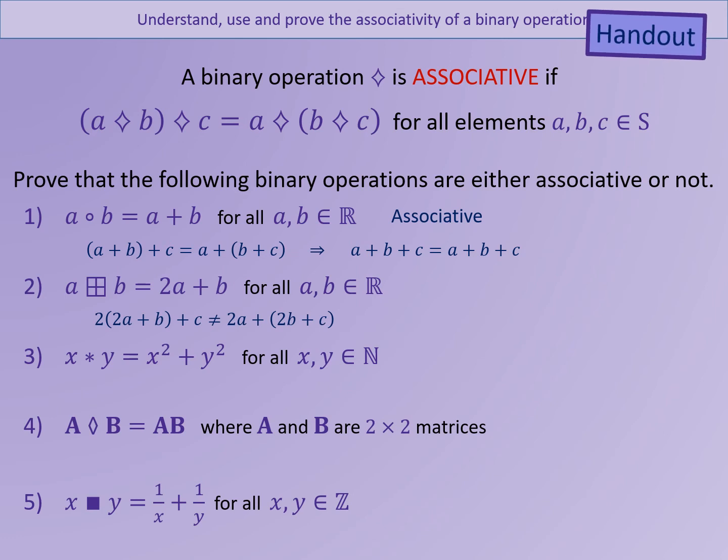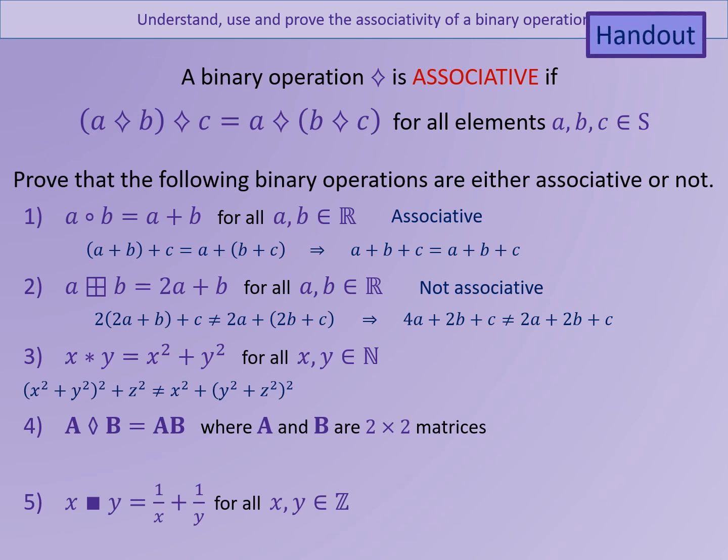For the second one, we can see that this is not always the case. We could find a counterexample, just choosing 3 values of A, B and C, such that this doesn't work. Any 3 values would work, but choose specific numerical examples as a counterexample, not just general algebra. We would find that this is not associative. For the third one, again, just carefully choosing a value of X, Y and Z such that this does not work, we will end up with a non-associative binary operation.